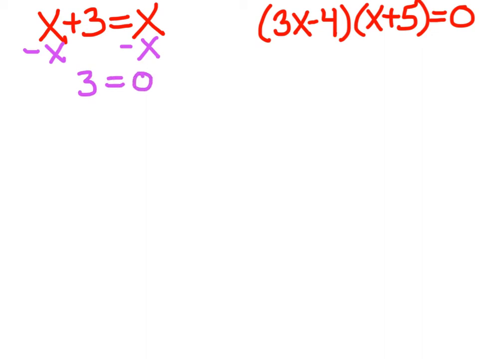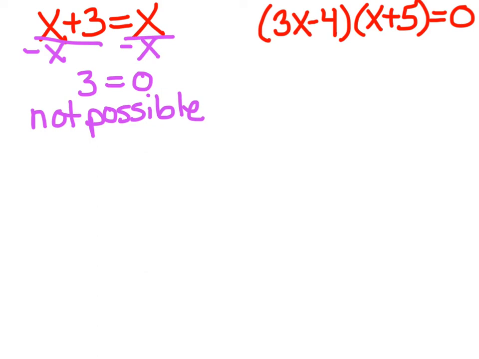Uh-oh, that's not possible. If something is not possible, then that means it's never going to be equal. It's never going to be true. You could think about if you were to graph these two lines, they would be parallel to each other and they would never cross. They never equal each other.